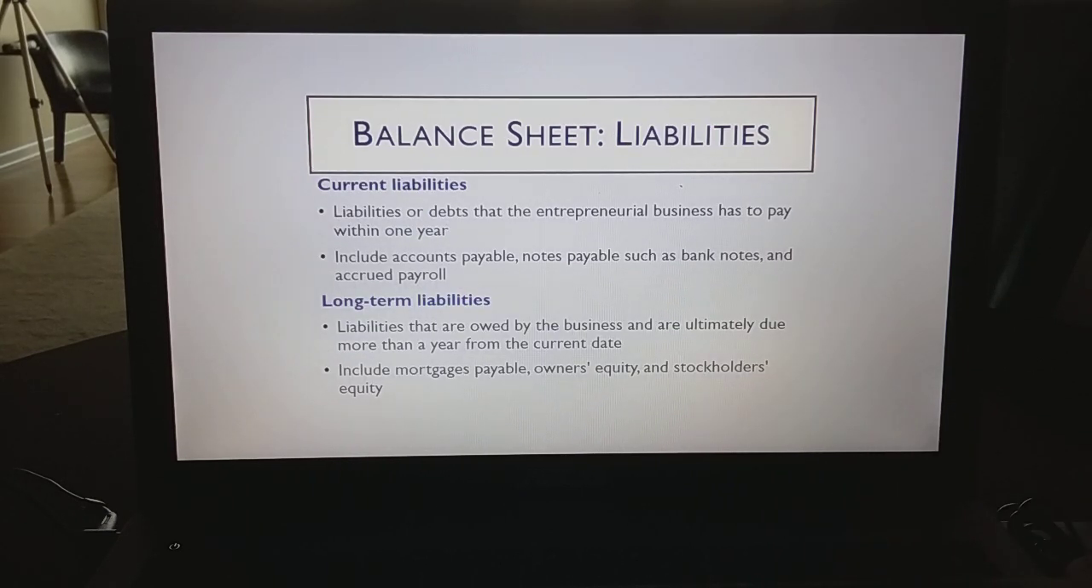Okay, and then there's current liabilities and long-term liabilities. Current liabilities are current bills that are due, accounts payable, bank notes, payroll, that kind of thing. Then long-term liabilities are things that are due for more than a year ahead. So mortgages, or stockholder equity, that kind of thing.